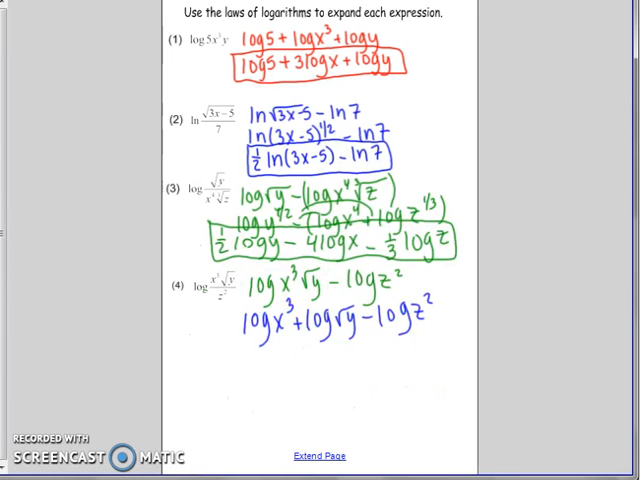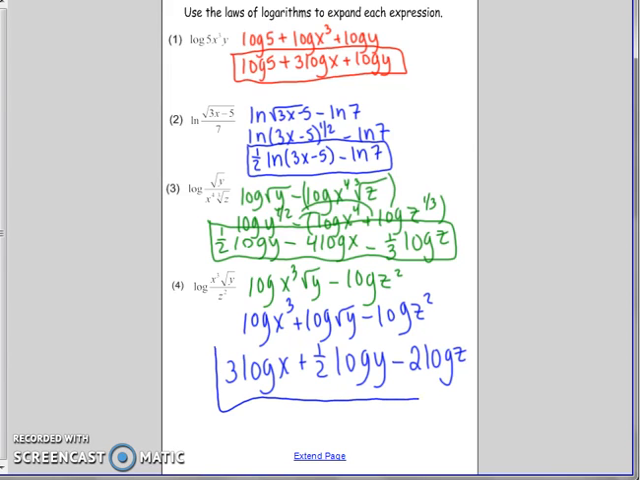Okay, so I'm just going to bring the 3 in front. So this is 3 log x. Then the square root of y is really y to the 1/2. So I'm going to bring the 1/2 in front and write this as log of y. And then the 2, that's my exponent, is going to go in front, and I have log of z. Now this is fully expanded.